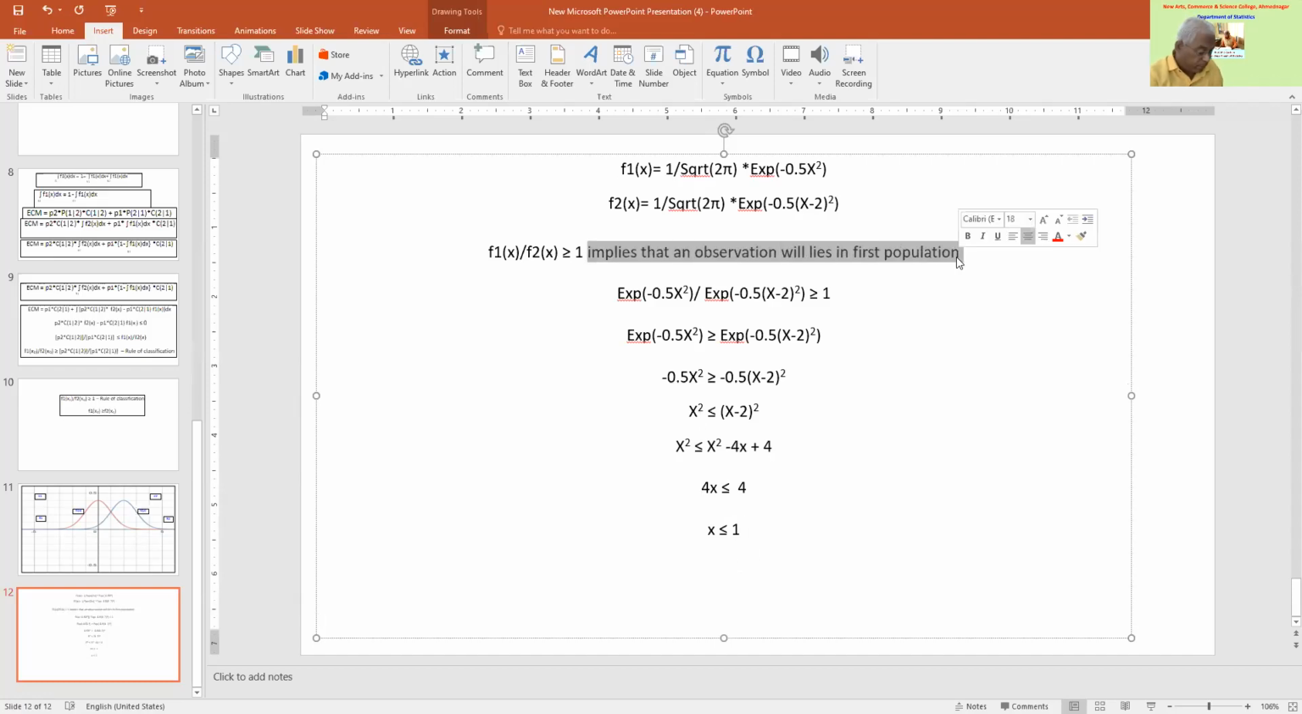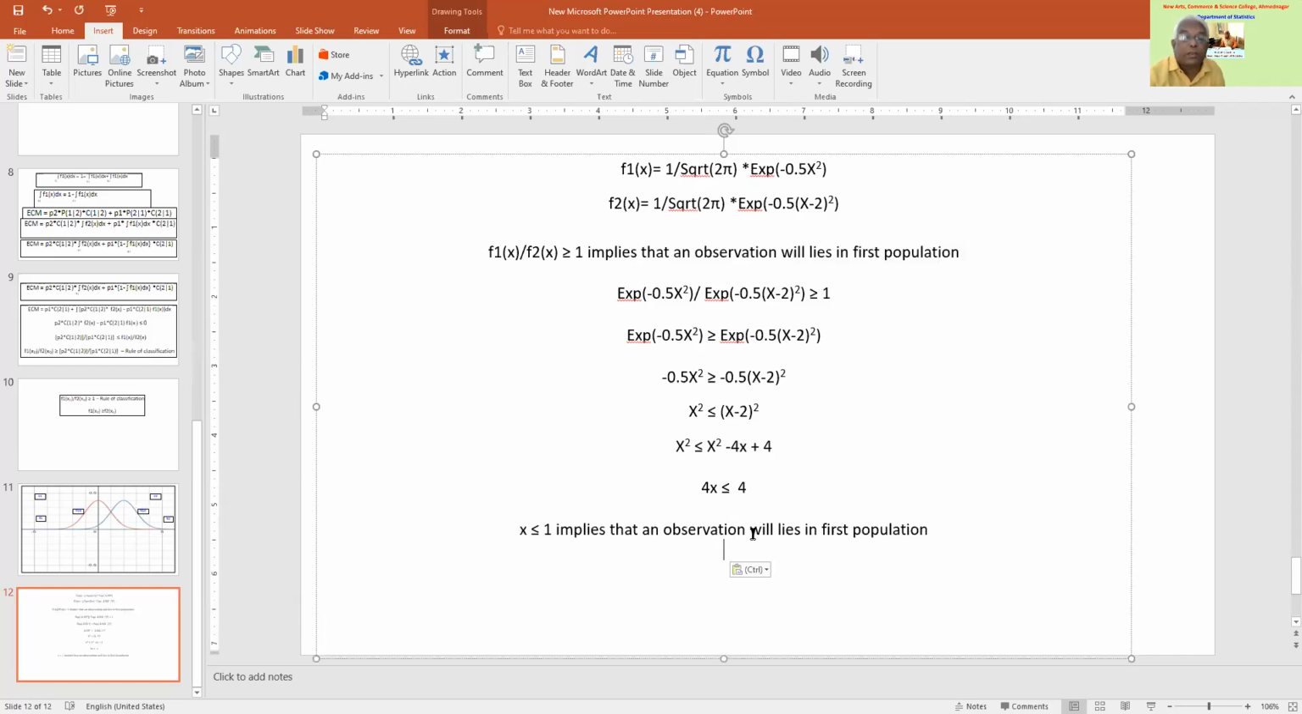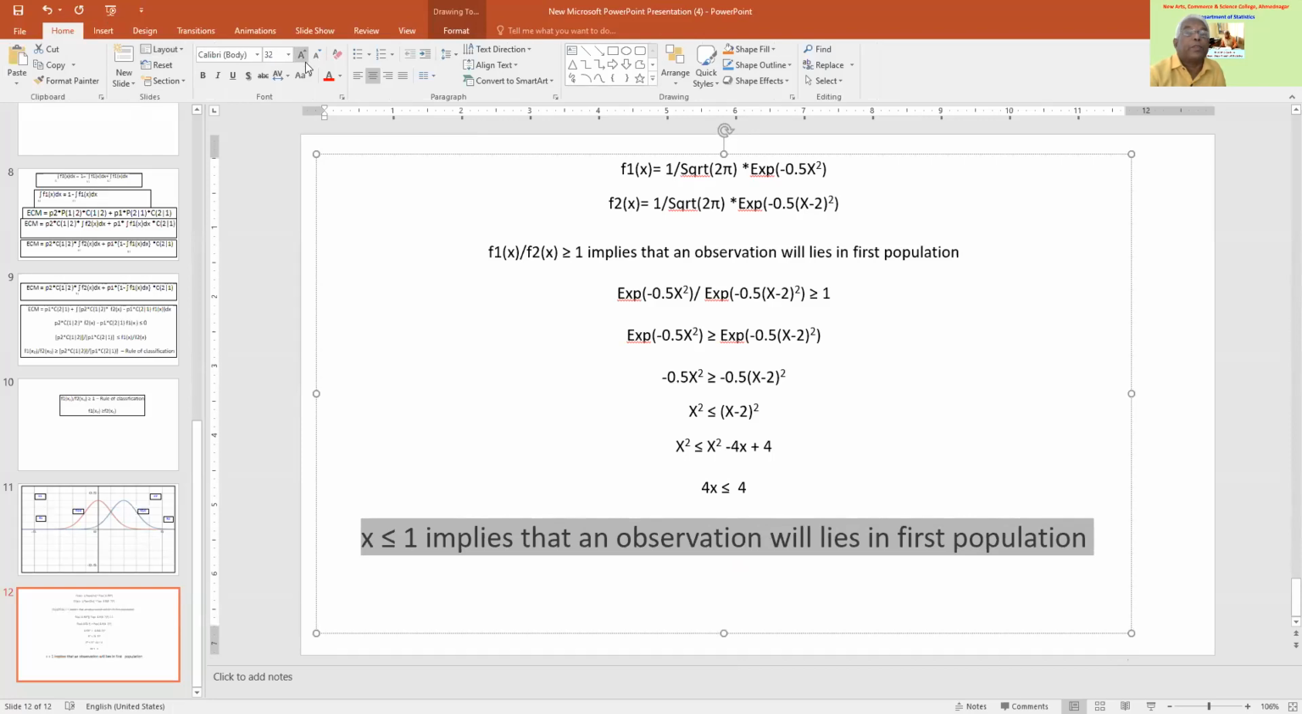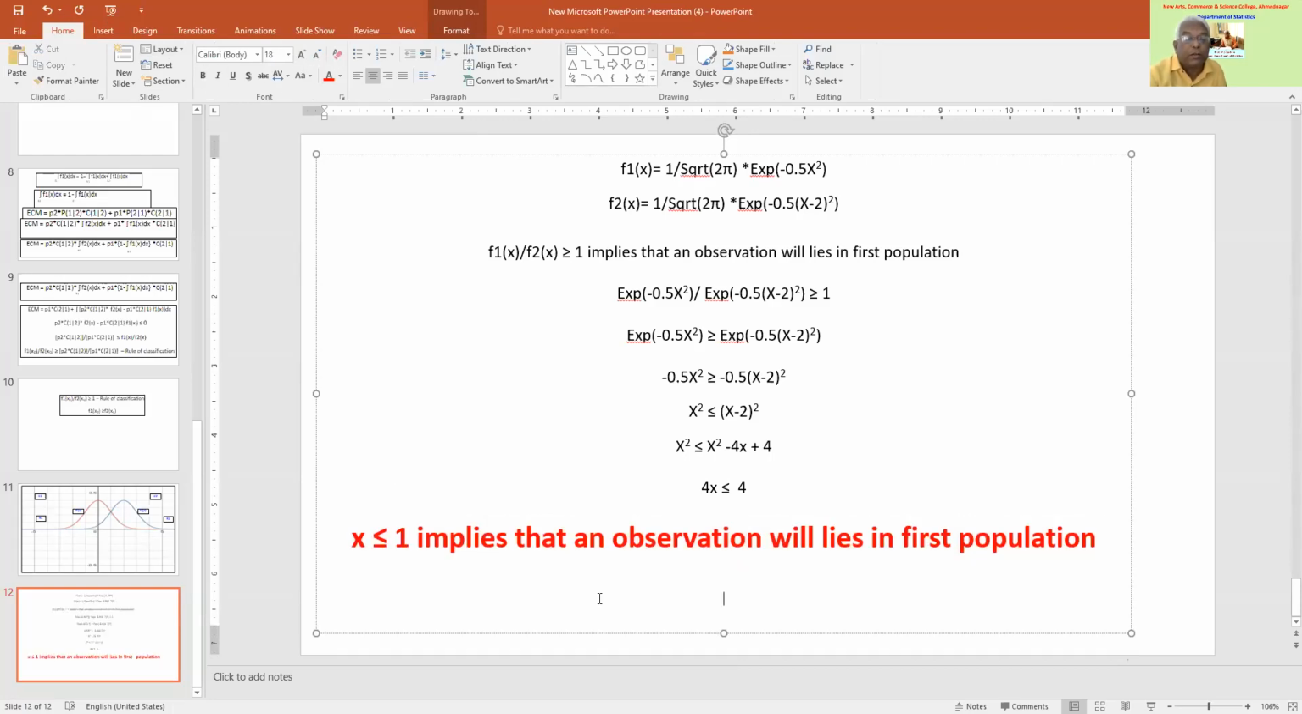So this is the rule, the simple rule. What it says is very important: you are just going to observe the observation. That's all. You need not do any calculation. Simple observation. If the value of the observation is less than or equal to 1, it will belong to the first population. If the value is greater than 1, it will belong to the second population.